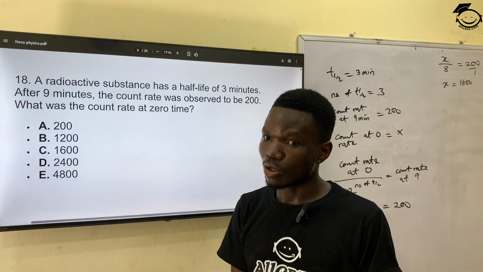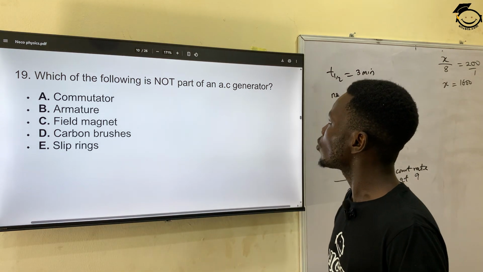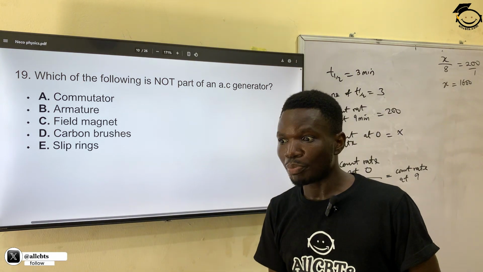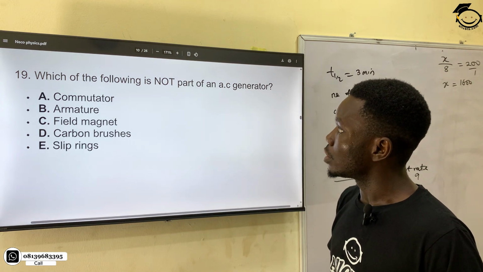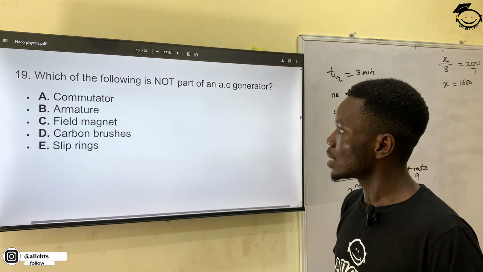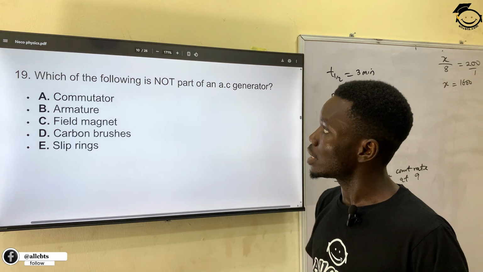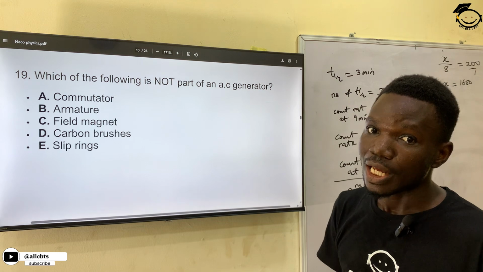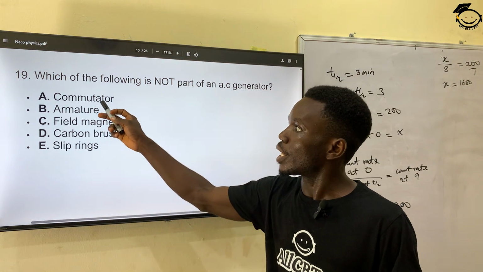So that takes us to question number 19. Question number 19 says, which of the following is not a part of an AC generator? I have the commutator, I have the armature, the field magnets, the carbon brushes, and the slip rings. The option that is correct there is the commutator. The commutator can only be found in a DC generator that converts AC to DC within the generator. So the correct option there is A.